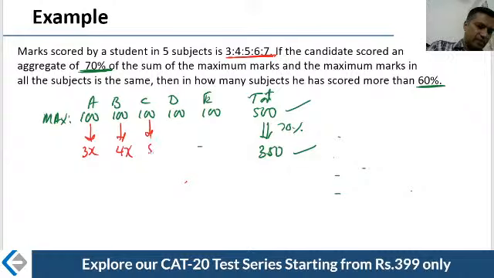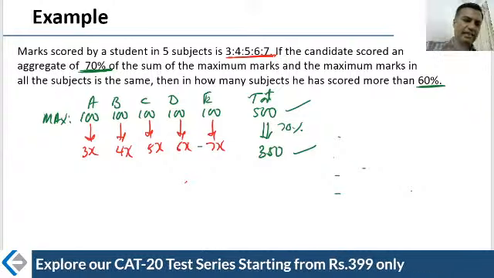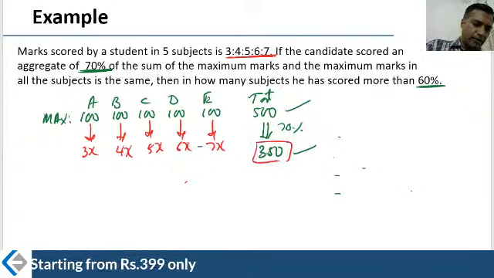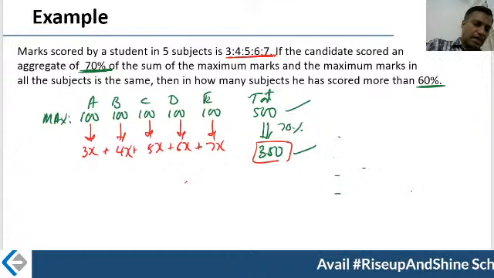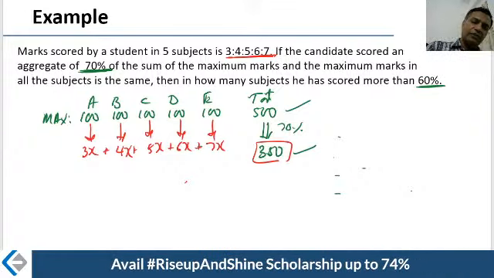In the next subject, he scored 5x marks, and here he scored 6x marks. Here he scored 7x marks. 3x, 4x, I'm writing it as a total because I have to equate it to this particular total. I'll be adding all these numbers. If I add all these particular numbers, it becomes 35x.